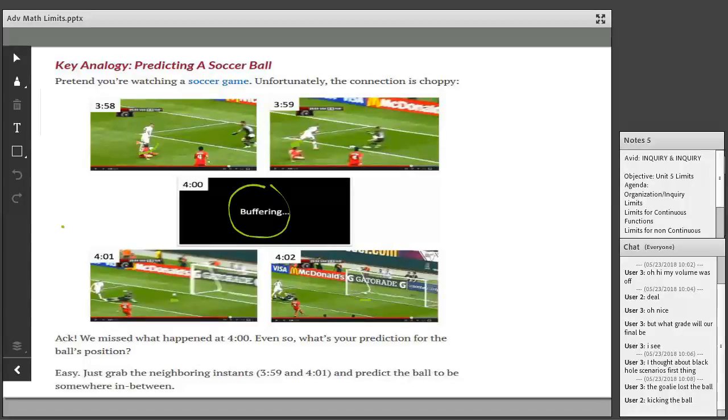Yep, kicking the ball. So that's like a limit, right? That's what we're doing. If we have missed a little section of our equation, our graph, we have to use what we know around it to figure out what happened in the middle. And Aram's idea, well, maybe the goalie lost the ball, and then Alani said kicking the ball. Well, either one of those could have been the right answer, right? We don't know what happened at that moment. We just have to use what went around it to make our best guess.